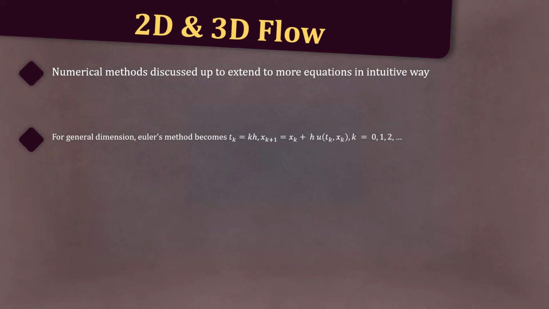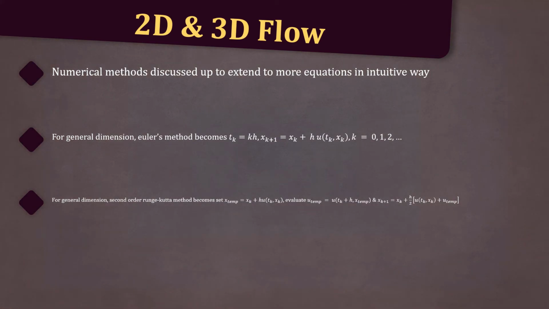For a general dimension, the second order Runge-Kutta method becomes xtemp is equal to xk plus h u of tk, xk, and then evaluate utemp equals u of tk+1, xtemp, and then xk+1 is equal to xk plus h over 2 times u of tk, xk plus utemp.